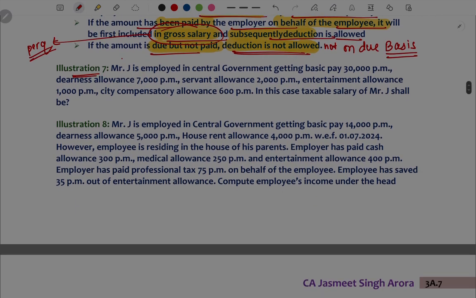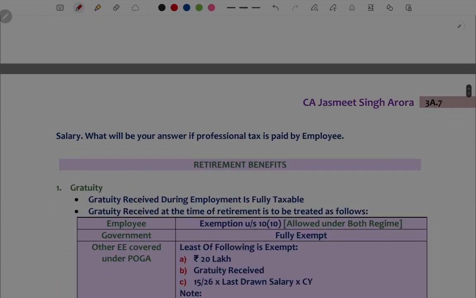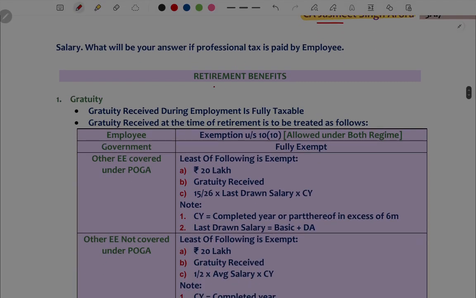Illustration 7, you don't have to do. You can just see the questions. Actually, you can refer to the C. Jasmeet Singh Arora YouTube channel. He is a very good DT teacher.